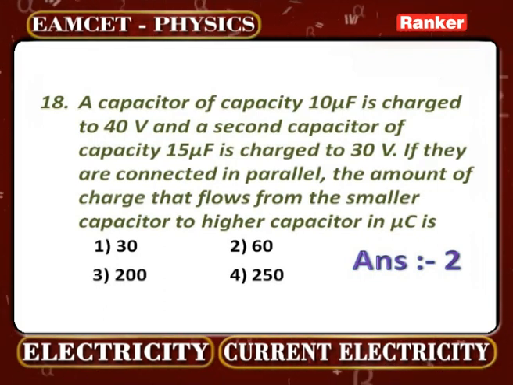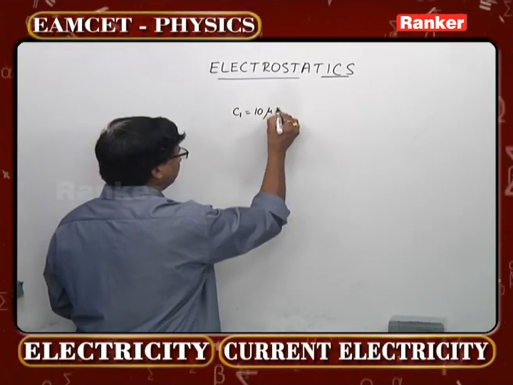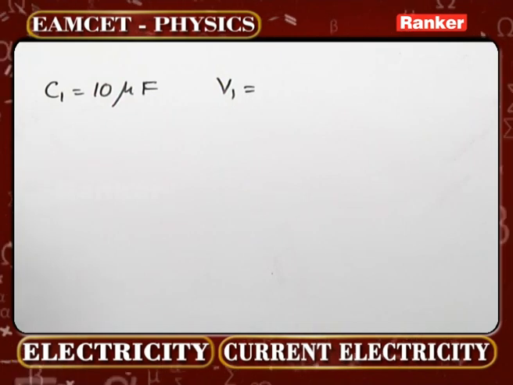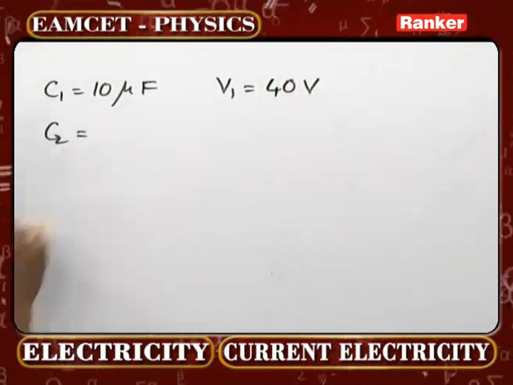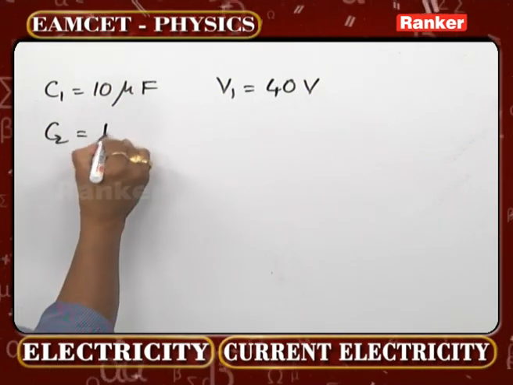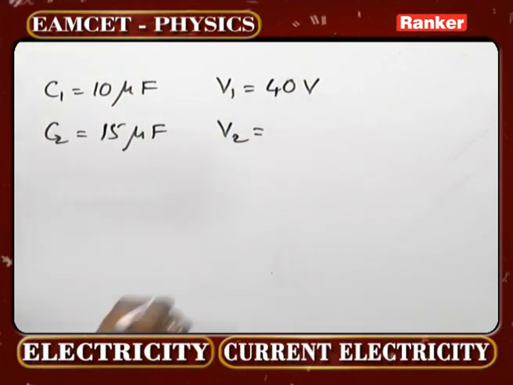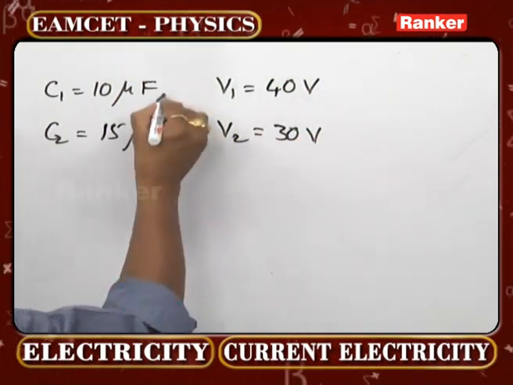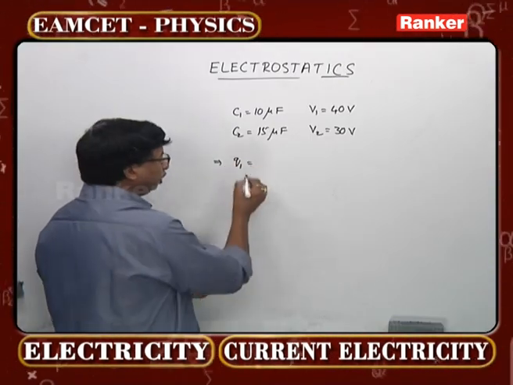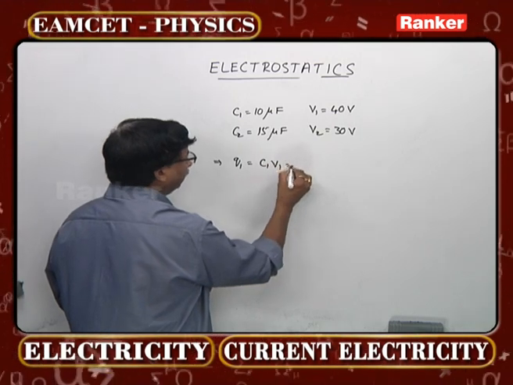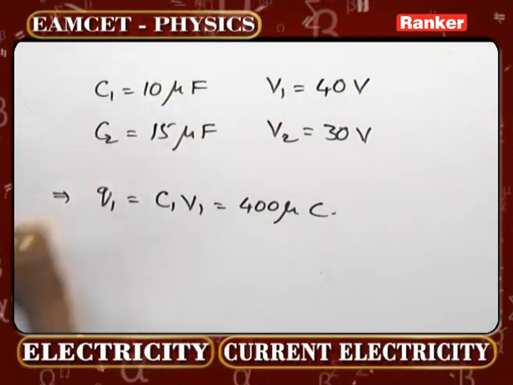Look at it carefully now. First one you can take, C1 is given 10 microfarad. What is the corresponding voltage he has mentioned? 40 volt he said. Fine. What is C2 he said? It is 15 microfarad. And how much is the potential across that one he said? That is given as 30 volt. So first you take the first one and write what is the charge on it. Q1 is equal to C1 V1. Directly you will be getting 400 microcoulomb.